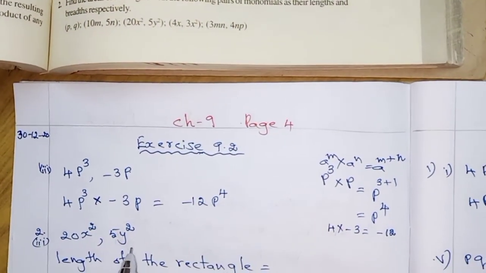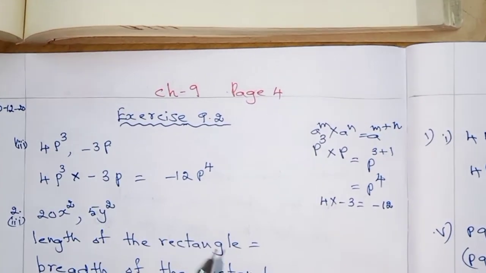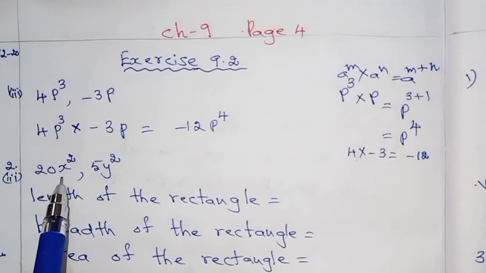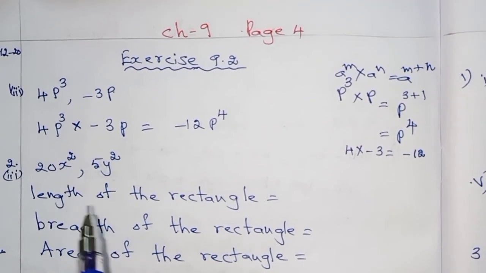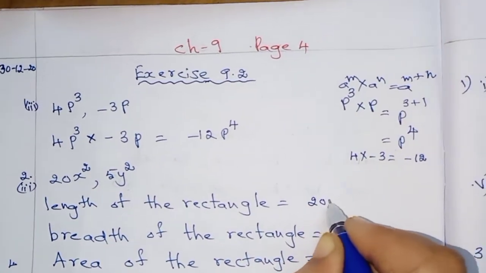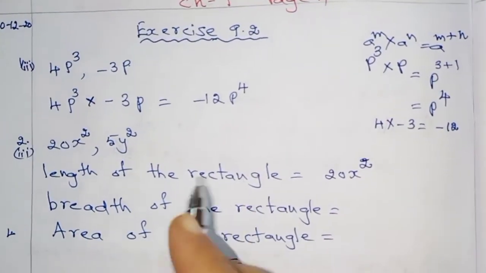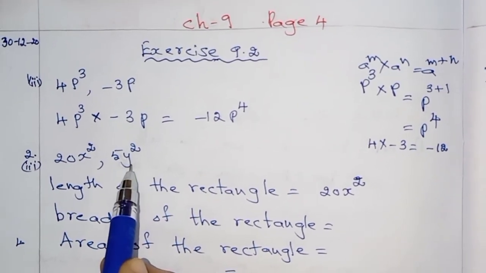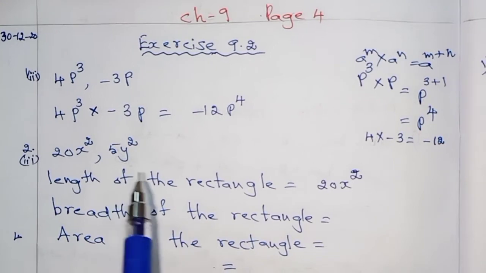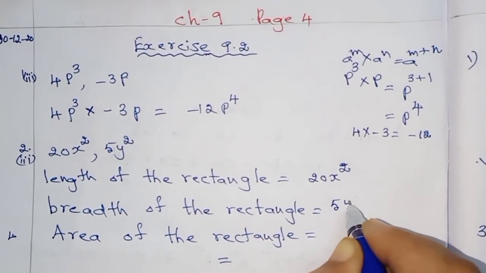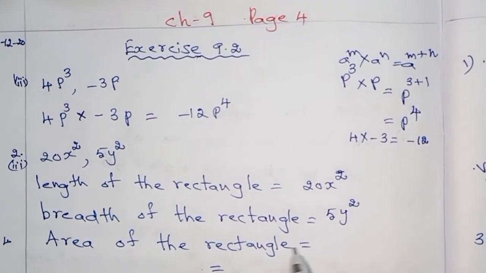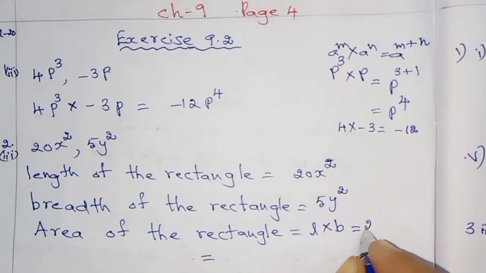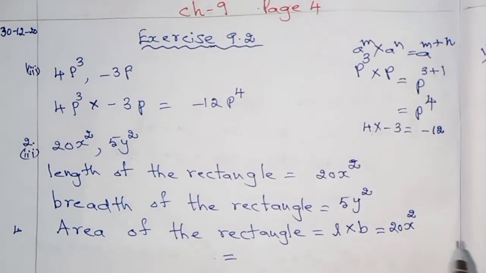Here we have 20x square and 5y square. What is the length of the rectangle? The first measurement is the length: 20x square. What is the breadth of the rectangle? 5y square, that is the second measurement. What is the area of the rectangle formula? Length into breadth. The length is 20x square, and the breadth is 5y square.